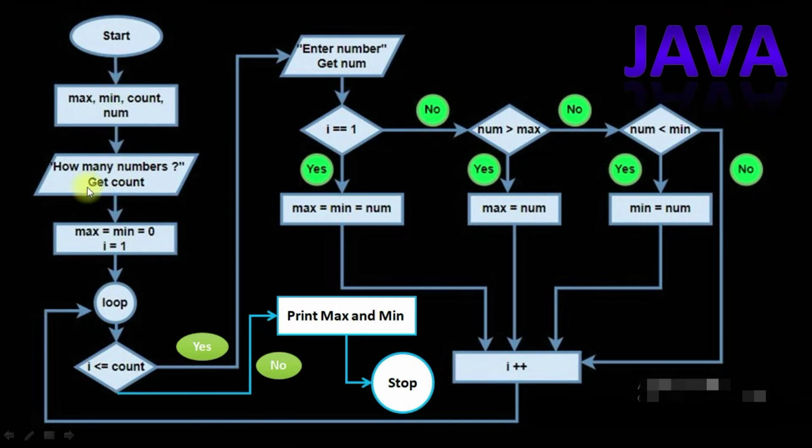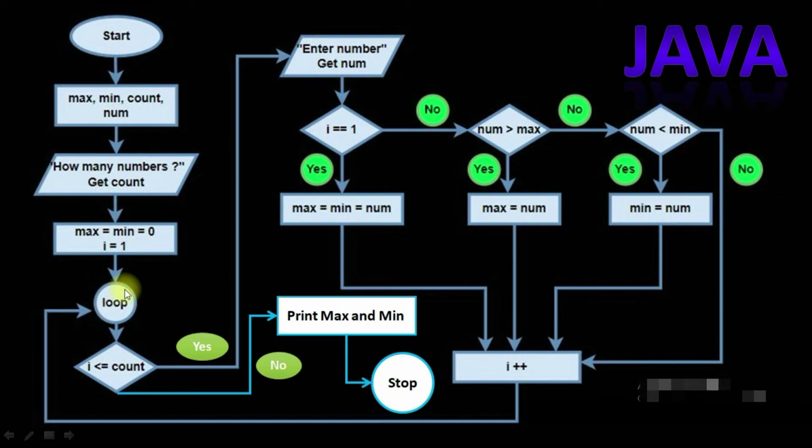Now if you check the next part, it says how many numbers. So the system gives information to the user: how many numbers do you want to enter for this maximum number find out. That will be collected, as I said, in the count variable. Now first we will initialize max and min equal to 0. Let's say the user has still not entered anything. So we will initialize max is equal to min is equal to 0. This means maximum is equal to 0 and minimum is equal to 0.